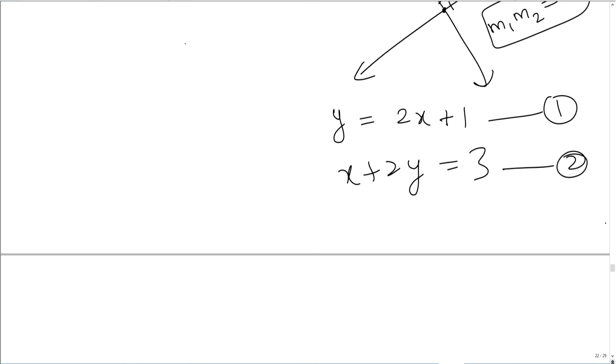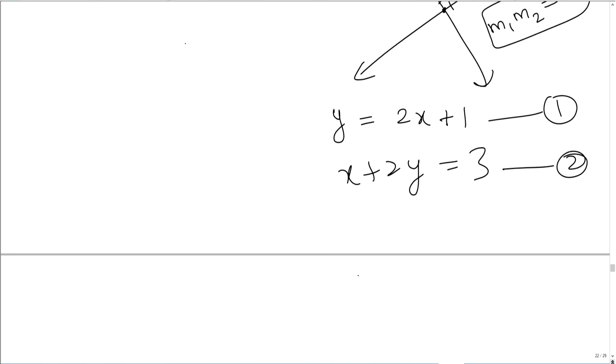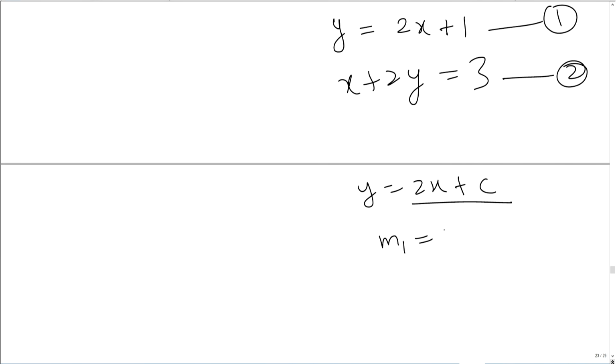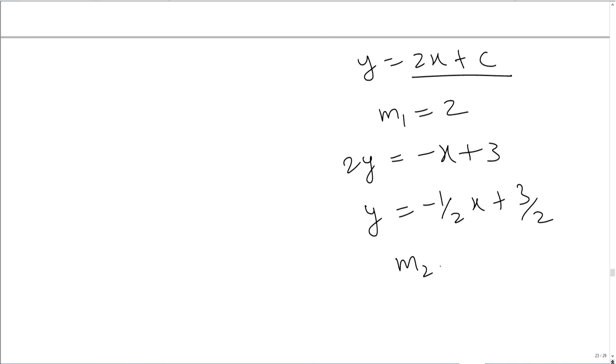First things first, are these lines perpendicular to each other? For that, we need to find the slope of these lines. For the first line, it is written in the form y equals mx plus c, so the slope of the first line is 2. What is the slope of the second line? Write it in the form y equals mx plus c. So 2y equals minus x plus 3, y equals minus 1 by 2 x plus 3 by 2. So the slope of the second line is minus 1 by 2.